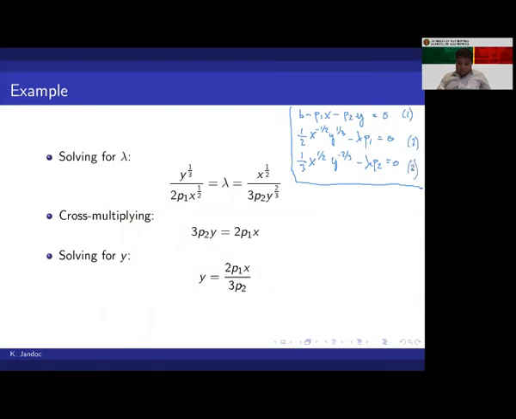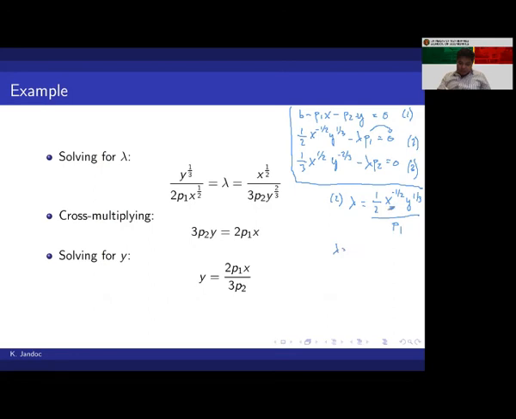Notice that if we use equation 2, moving things around, we have that lambda p1 is equal to 1/2 x raised to negative 1/2 y^(1/3). Divide everything by p1. Great. So this is equal to lambda.